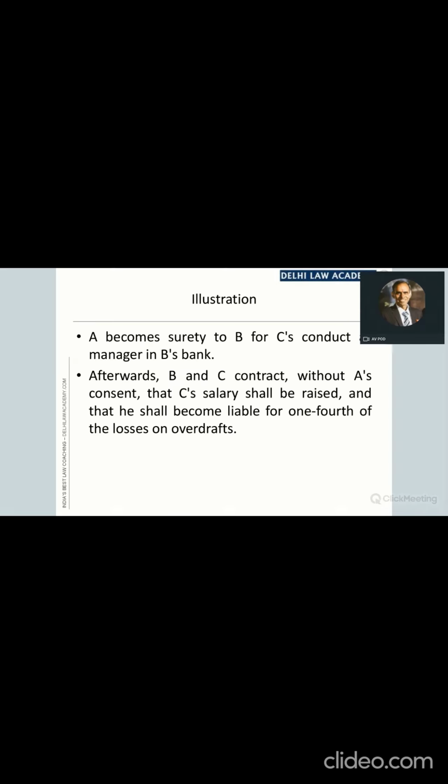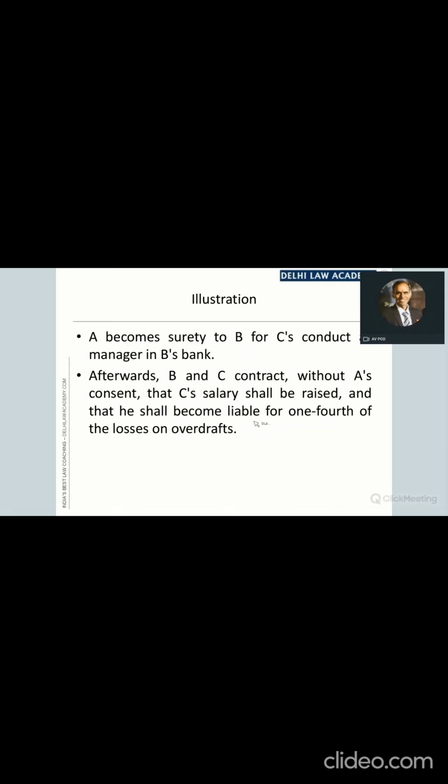If he conducts wrongfully, then of course C is liable and also A became liable because he stood as surety. But in his normal conduct as a manager, he is not responsible or liable to share any loss which the bank suffers on account of overdrafts. But now, with a renewed contract, he assumes the responsibility in respect of 1/4 of such losses.